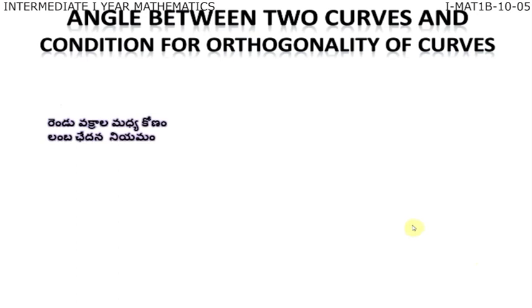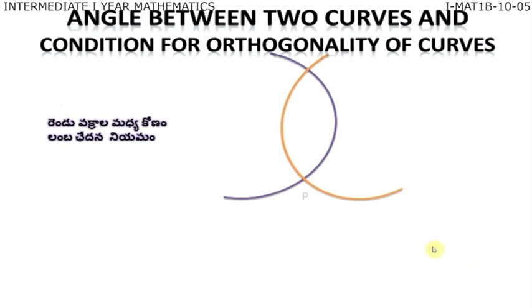For this, consider two curves. This is one curve, this is another curve. These two curves are intersecting at P and Q. Now draw tangent at P to the first curve and draw tangent to second curve at P. If angle between these two curves is theta, then this theta is called angle between two curves.